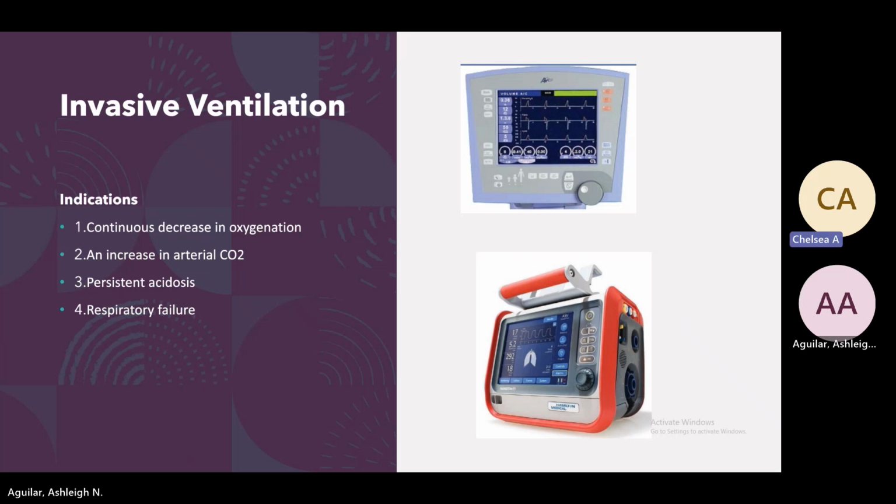So moving on to invasive ventilation. When high flow nasal cannula and non-invasive ventilation fail to help the patient with their hypoxemia, invasive ventilation is what we do. So indications for that are continuous decrease in oxygenation, an increase in arterial CO2, when the patient has persistent acidosis, and then, of course, respiratory failure.